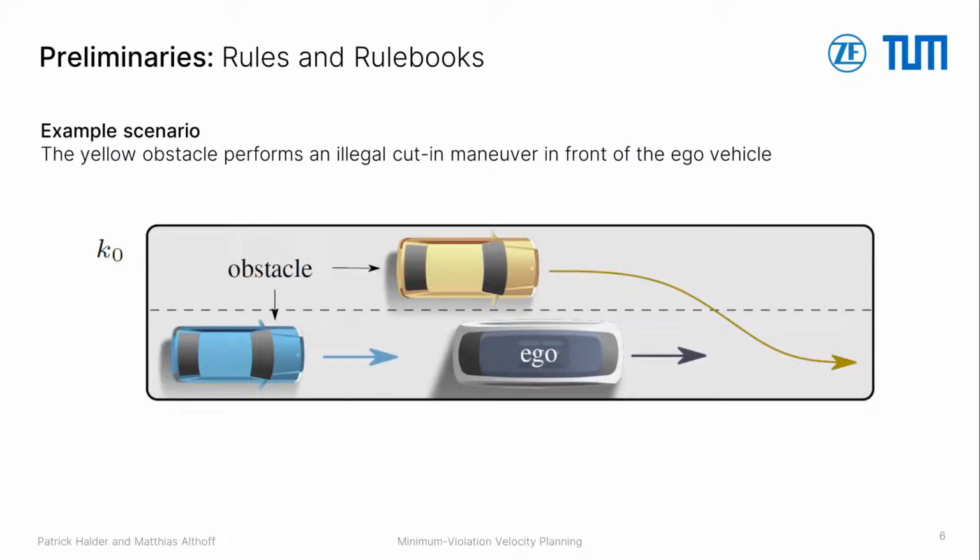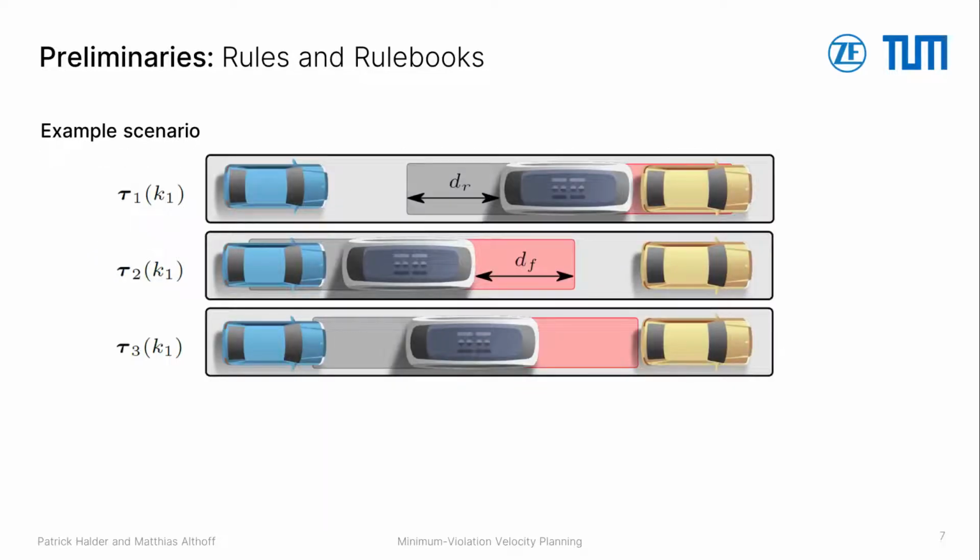Okay, so let us now have a look at the promised example. Depicted here is a scenario where the Ego shuttle is surrounded by two other vehicles and the yellow vehicle performs an illegal cut-in maneuver in front of the Ego. Imagine there are three possible maneuvers or trajectories to handle this scenario by the Ego vehicle. Let us now use a rulebook B1, which states that it is more important to keep a safe distance to the front than to keep a safe distance to the rear.